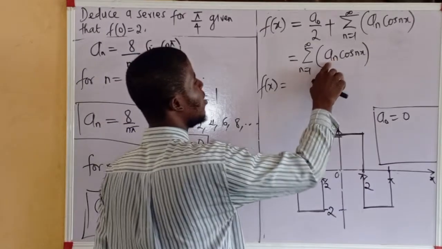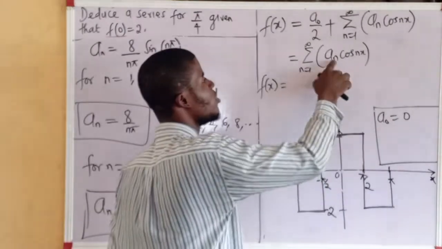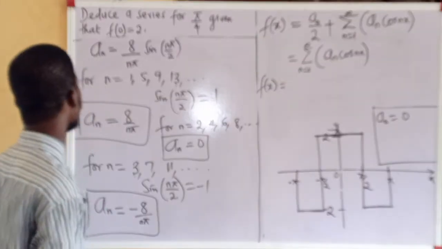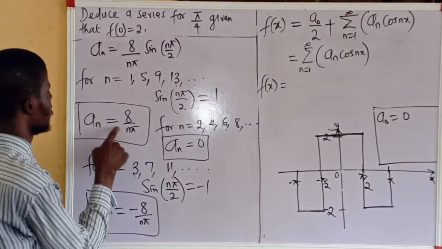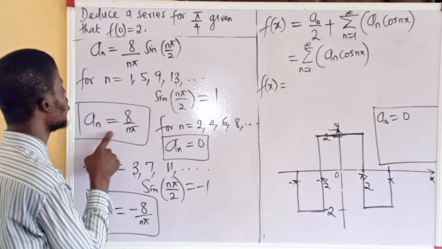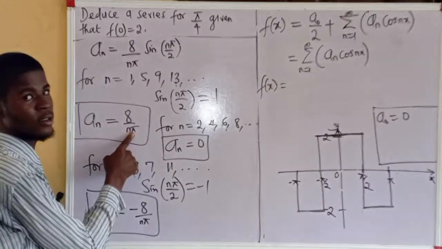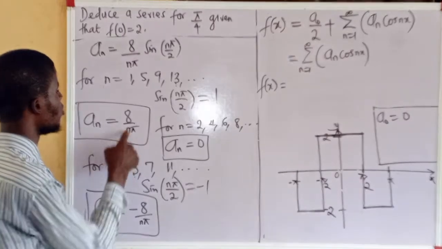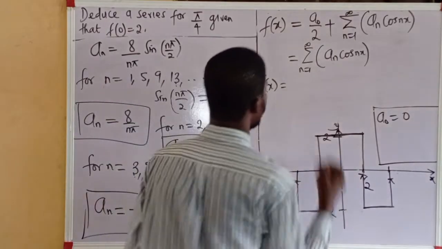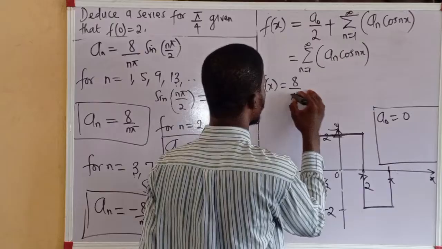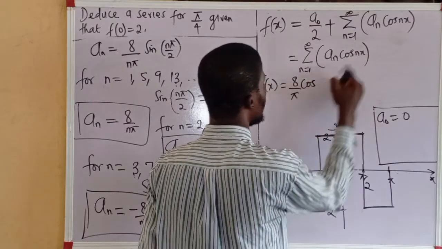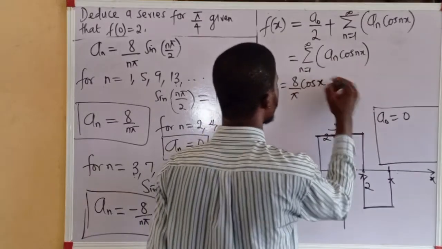When n is equal to 1, what is a sub n? Remember, for n equal to 1, this is what a sub n is. So it's just for us to plug in 1 here. So we have 8 over pi. 1 times pi is pi. So 8 over pi cos 1x, which is cos x.